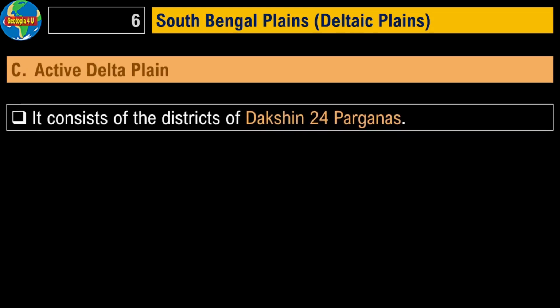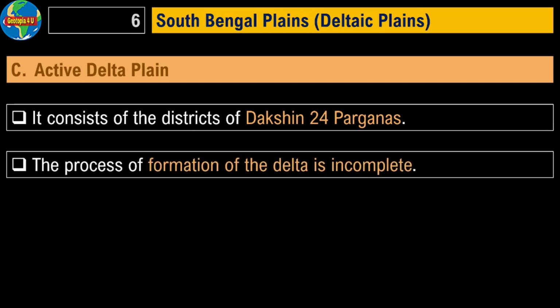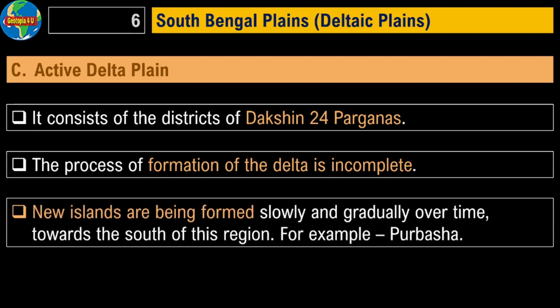Number C. Active Delta Plain. It consists of the district of Dakshin Chobbish Pargona. The process of formation of the delta is incomplete. New islands are being formed slowly and gradually over time towards the south of this region. For example, Purbasha.